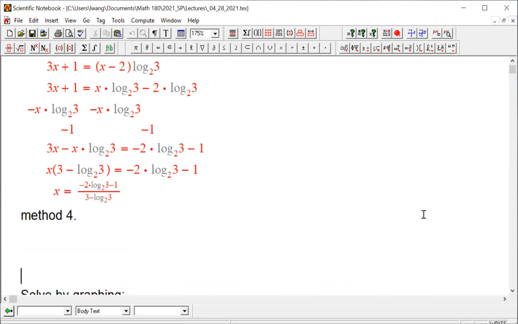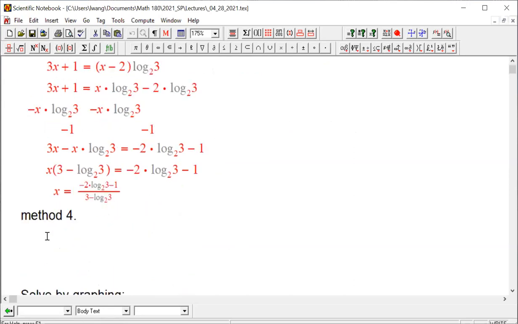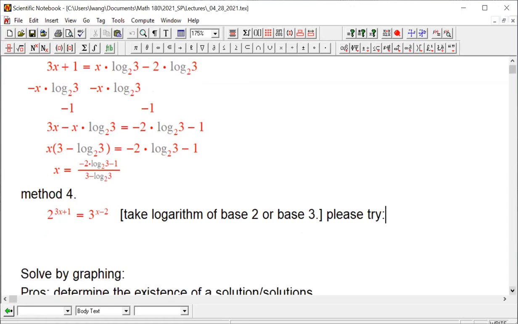And this time I want you guys to try your hands on it. What I will ask you guys to do is practice this. Use method 4, your choice. Take logarithm of base 2 or base 3, your choice. Please try. It's your turn. You take a logarithm. I'm sure some of you are trying that.